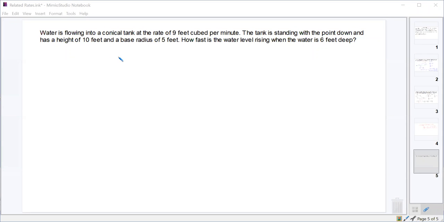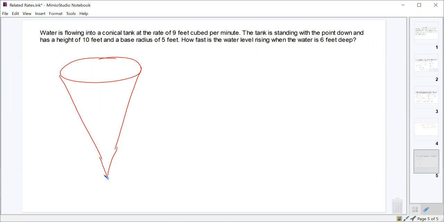So we've got water flowing into a conical tank that has the point down. It has a height of 10 feet. Is the height of the tank itself changing? No, it is not. So we can call that 10 if we wish. And it has a radius of 5, which is also not changing for the tank itself. And then we want to know how fast the water level is rising when the water is 6 feet deep.